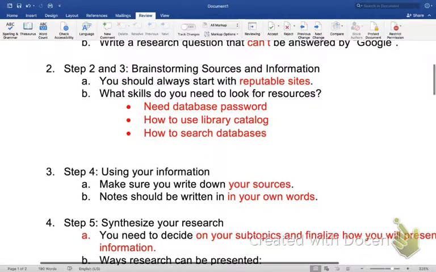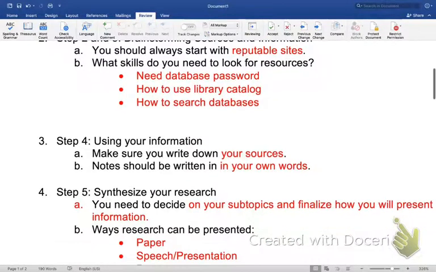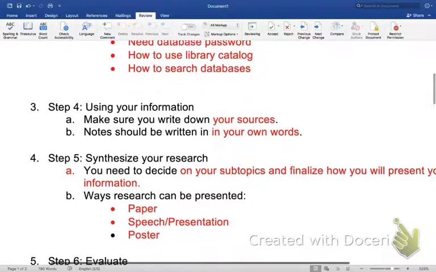Step 4, using your information. You need to make sure to write down all your sources. Remember that P word we talked about? We have to make sure not to plagiarize, and we do that by making sure we cite all of the sources we use. And we also make sure we don't plagiarize by making sure our notes are written in our own words. We have to make sure we understand what we're reading and we're not just copying somebody else's words. Research is really about understanding what you have.